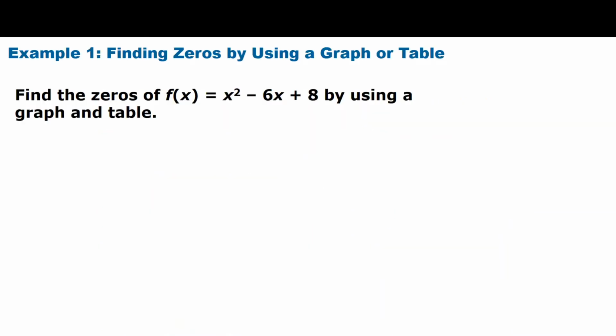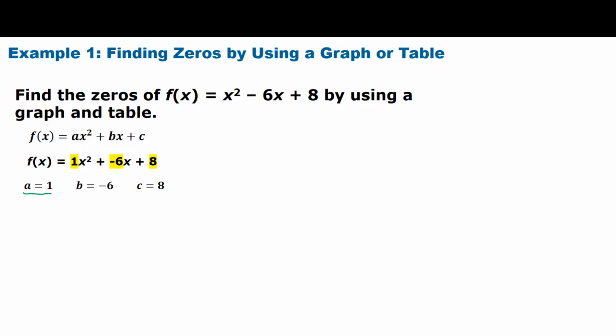In this example, we're going to be finding the zeros by using a graph or table. So the first thing I want to do is make sure that my equation is written in the standard form, ax squared plus bx plus c. And when I do that, I can label and know that my a is equal to 1, my b is equal to negative 6, and my c is equal to 8. Now, the first thing I want to do is check whether my parabola is going to be opening upward or downward. So I look at my a, and I see that my a is positive, and so that tells me that my parabola is going to be opening upward.